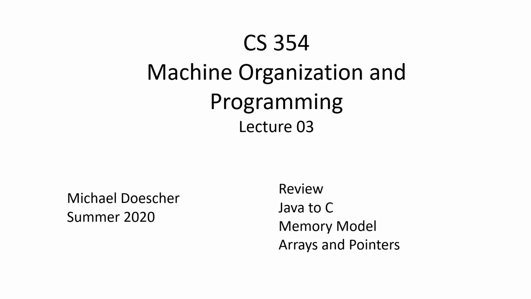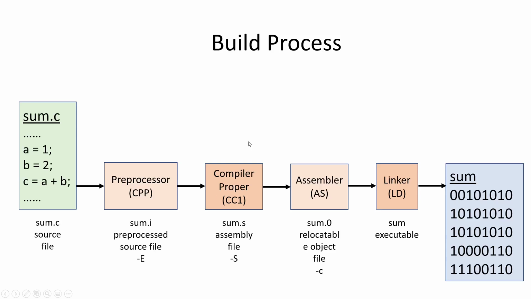Okay, so next up, quick review of the build process with the corrections. All right, so we're going to start with the source file, sum.c. That goes to the preprocessor. This preprocessor does all of the commands that begin with a pound sign. It's going to generate a sum.i file, also called a preprocessed source file, and the command that we need to add to the compiler is the -E.